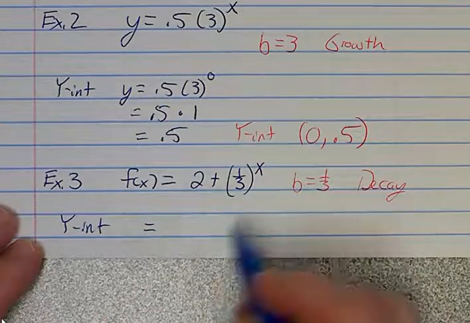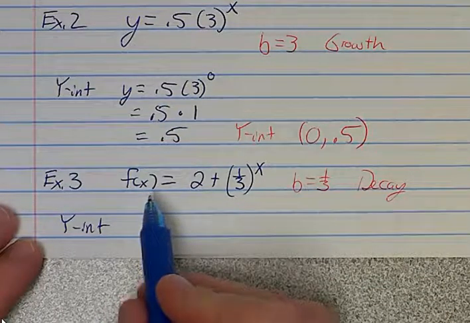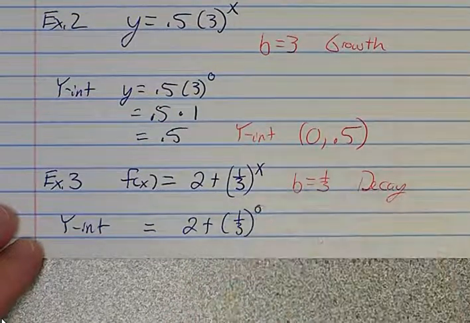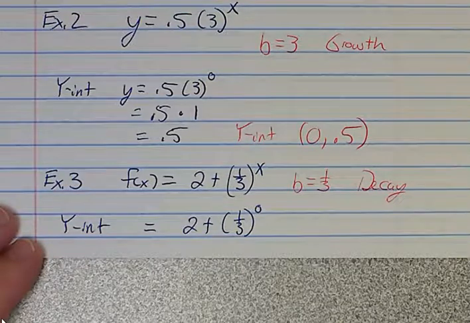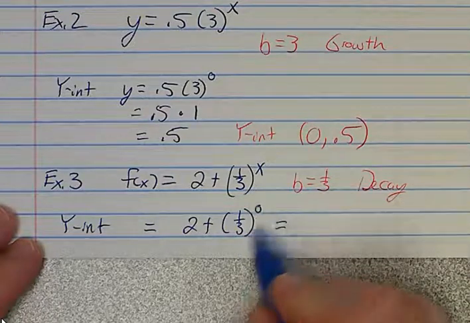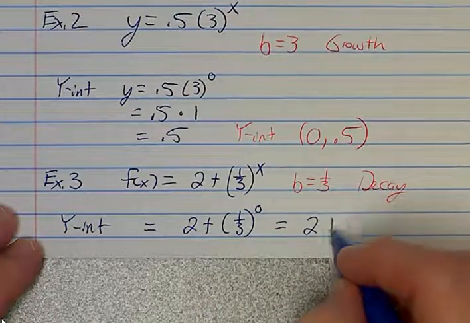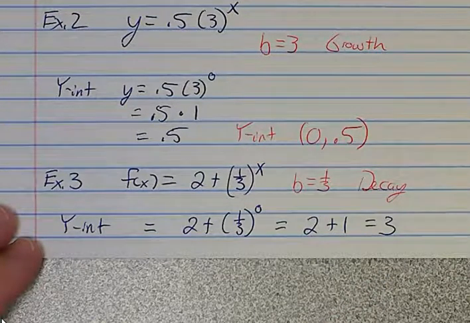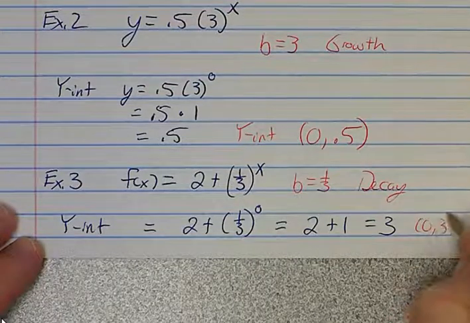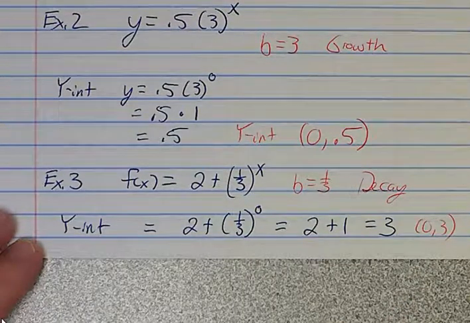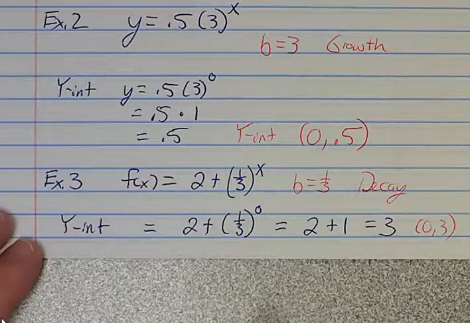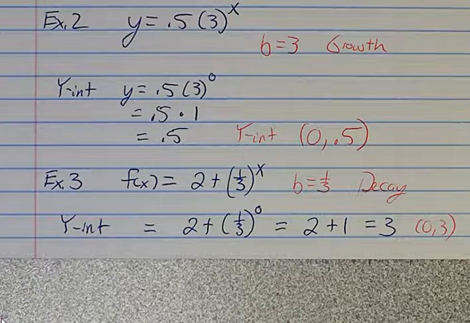And then for the y-intercept, plug in the 0. Now again, just because it's got the f of x in it doesn't really mean anything. You're just worried about this side. So it's 2 plus 1/3 to the 0 power. So this part is 1, but then it's 2 plus 1. That would be 3. So then your y-intercept would be at 0, 3. So when you start adding and subtracting or multiplying the base by something, that's going to change your y-intercept because you're going to have to move it around just a little bit.